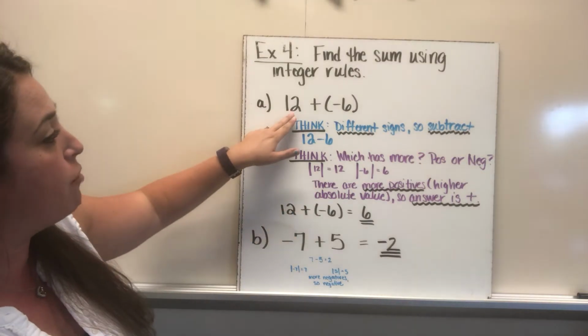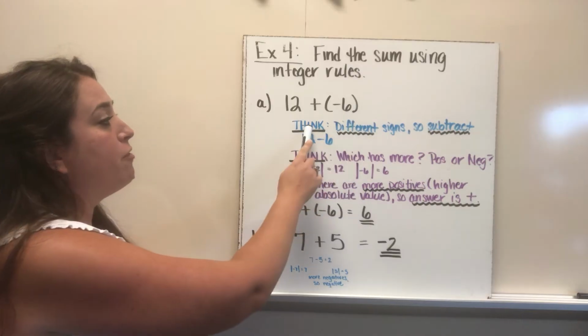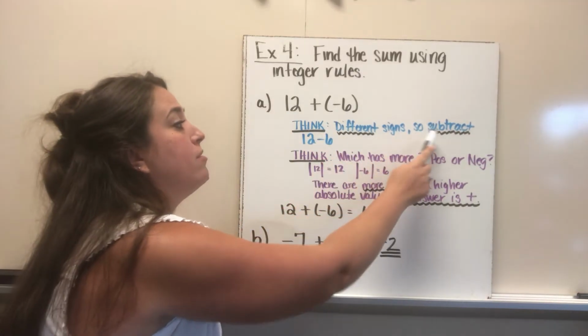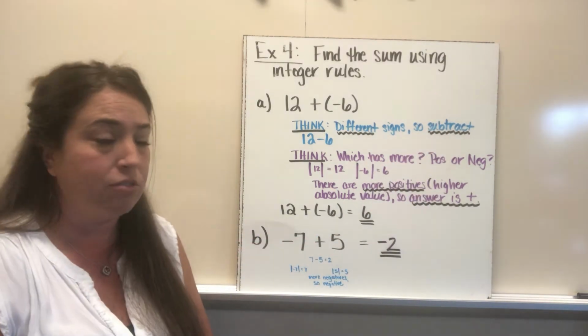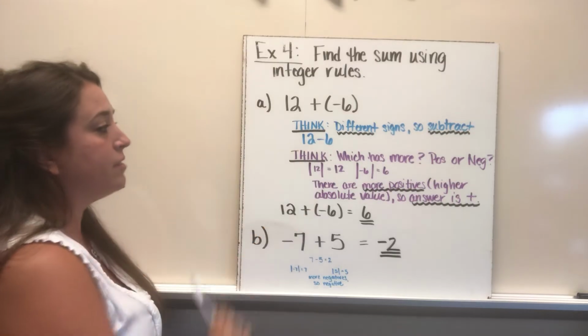So if I take a look at 4a, I have 12 plus a negative 6. My first thought is to look at the signs. They're different, so I want to subtract my absolute values. So I'm actually going to do 12 minus 6.